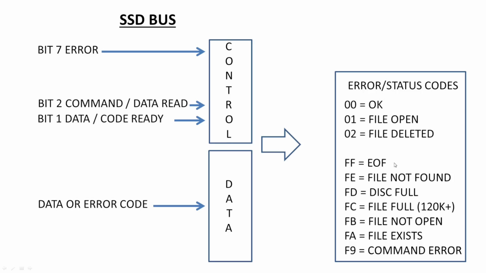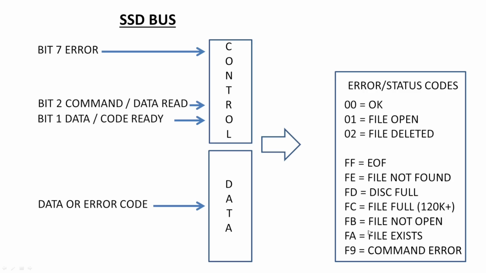So you've got end of file, which is a sort of semi-error. You may be looking for an end of file because you just want to read all the data. Then there's file not found, if you're trying to open a file and you can't find that file name. Now the disk can become full, so you need an error code to say that the disk is full. You can't write any more to it. And there's file full. We'll cover this in another video where we cover the file structure. There is a limit on the size of the files.